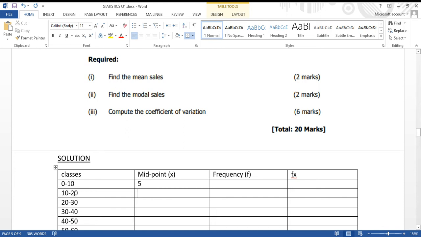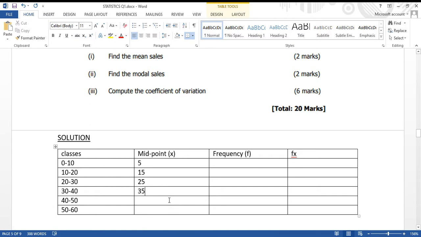10 plus 20 is 30. 30 divided by 2 is 15. 20 plus 30 is 50. 50 divided by 2 is 25. 30 plus 40 is 70. 70 divided by 2 is 35. 40 plus 50 is 90. 90 divided by 2 is 45. And 50 plus 60 is 110. 110 divided by 2 is 55.